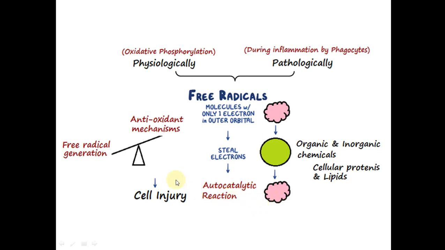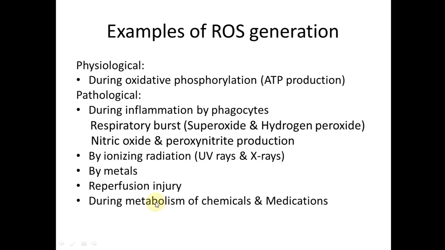Now, as I said, we are always exposed to free radicals, but fortunately our body has very important antioxidant mechanisms. Free radical damage will result particularly in conditions where free radicals are produced so much that they cannot be neutralized by the antioxidant mechanisms, and in this situation cell injury will occur.